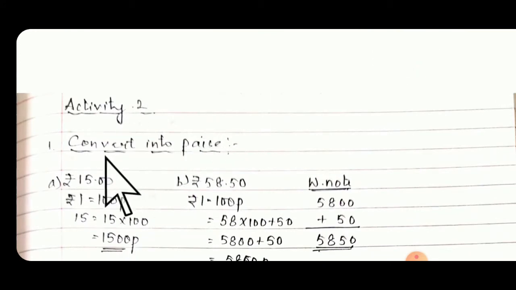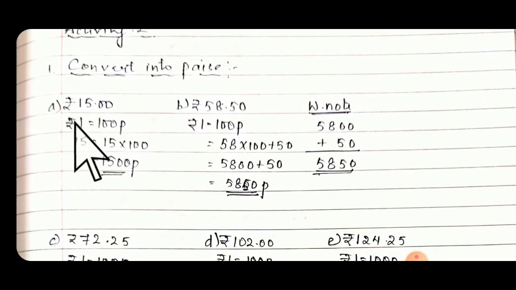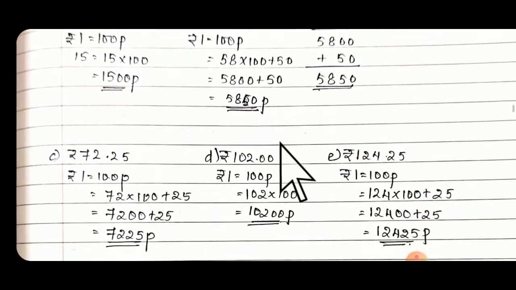Activity 2. Convert into paise. That is, we are going to multiply by 100. 1 rupee has 100 paise. So 15 rupees will be multiplied by 100. So it becomes 1500 paise. B, 58.50. So 1 rupee is equal to 100 paise. 58 into 100, it will be 5800 plus 50, it will be 5850. Do according to the working note.